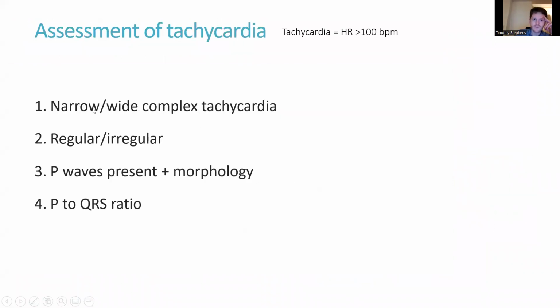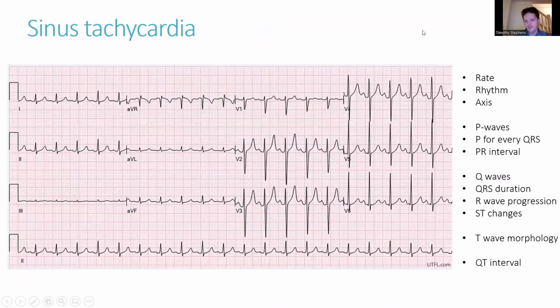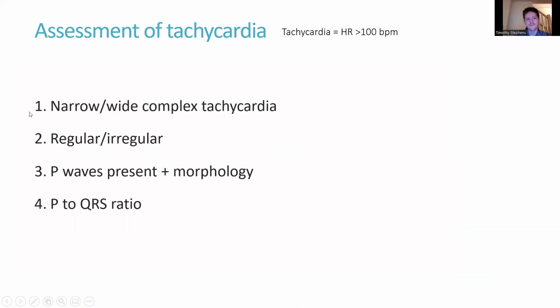This is a way of assessing a tachycardia to consider as well. So you should always do your standard approach, following that method, but you should also consider this for when you do have a tachycardia, to help interpret it. And basically these 4 characteristics can help steer you towards what you're looking at.